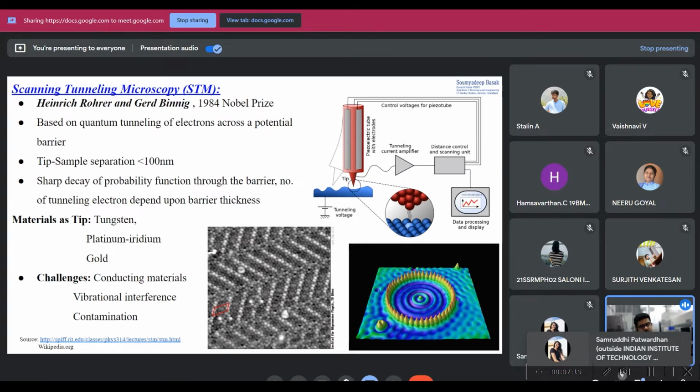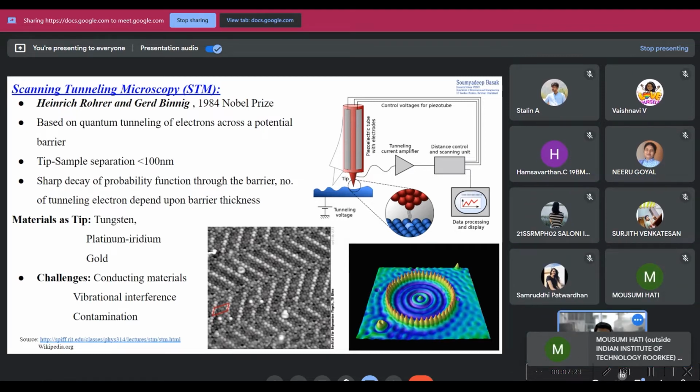AFM. In AFM we have got three modes. What are the three modes in atomic force microscopy? Three modes of operation for AFM. So scanning tunneling microscope, then came the AFM to get the topography. So what are the three modes in which we can perform the AFM? Tapping mode, contact mode, non-contact mode, right?